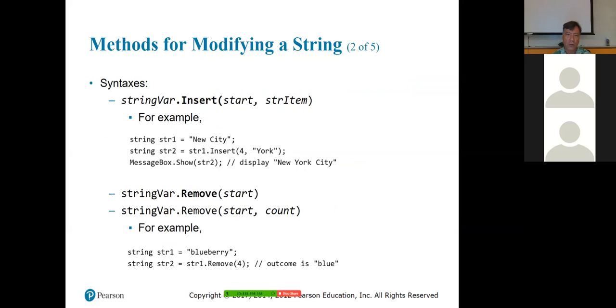Here you can insert this string starting at this point in this variable. So let's say you've got a variable here, str1, and it's New space City, and you want to insert the word York starting at index 4. So 0, 1, 2, 3, 4.